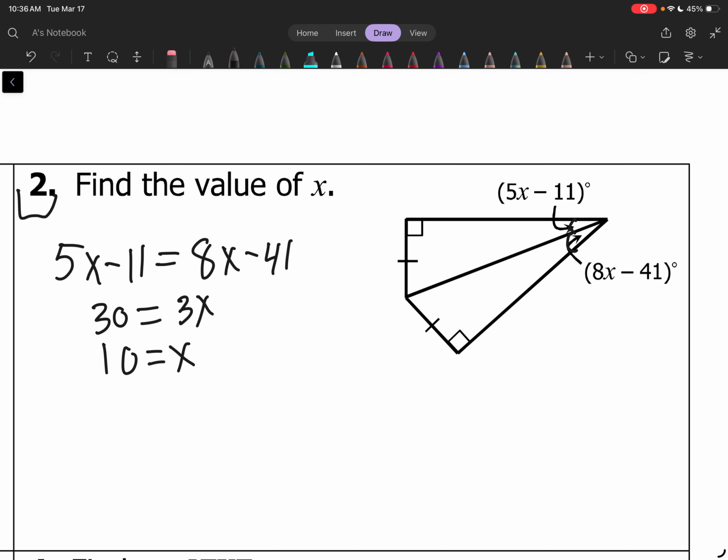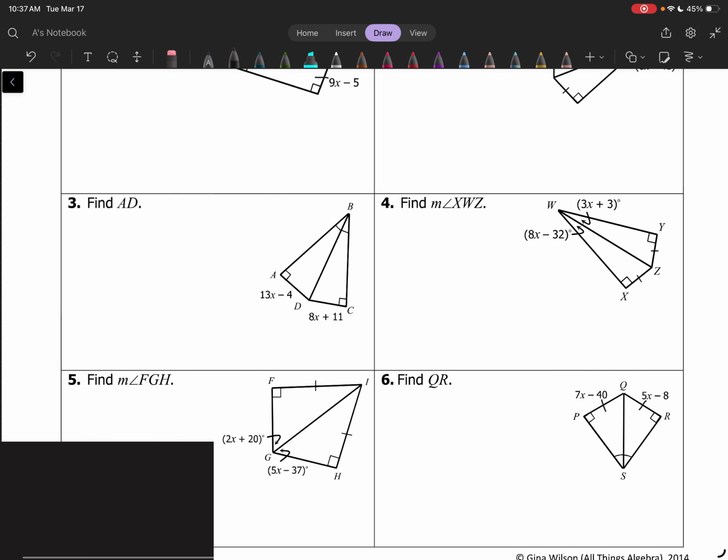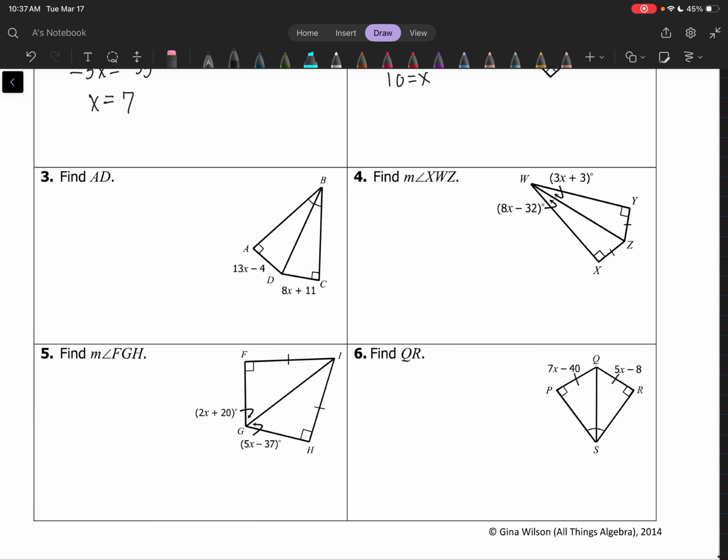If you wanted to know the degree of the top one, 5 times 10, 50, minus 11, 39 degrees. 80 minus 41 is also 39 degrees. Each side is 39. And the entire thing would be 78 degrees. Now I show you that not because the problem asked for it, but simply because you may have to do that here in a minute when you practice numbers 3 through 6.